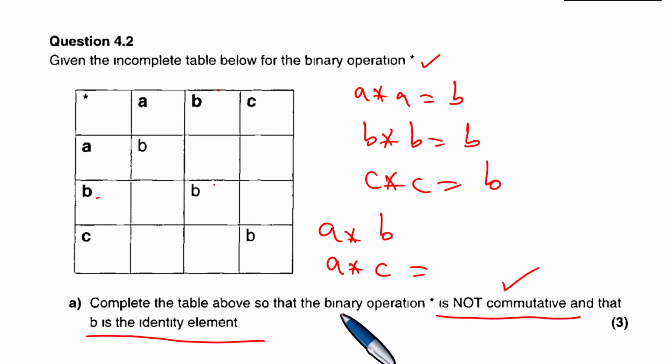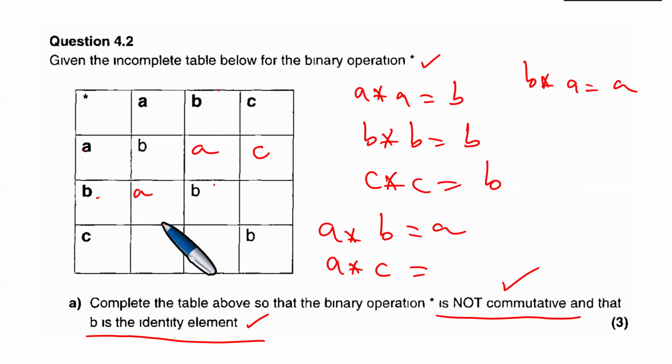Complete the table above so that the binary operation star is not commutative, and that B is the identity element. Yeah? B is the identity element. So if B is the identity, this is the most important thing. So A star B, for instance, is just going to be A because B is the identity. So you're going to have a C there as well. B star A is A because B is the identity. B star C, because now we have A, B, we're only missing C here.